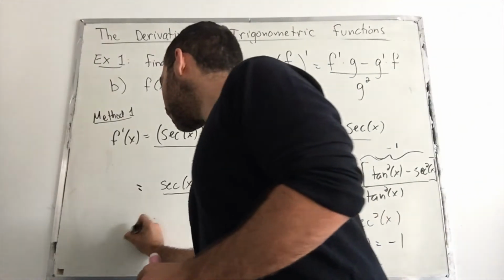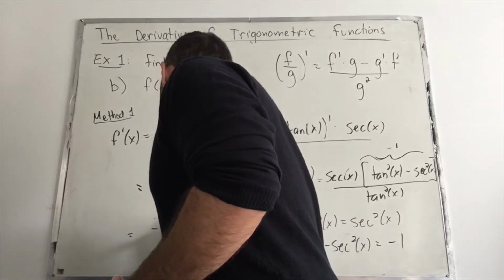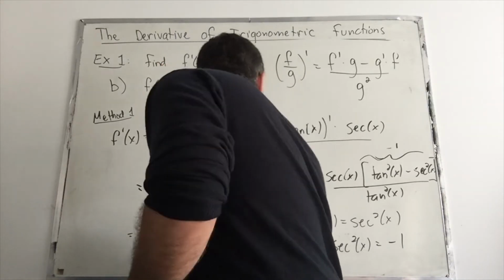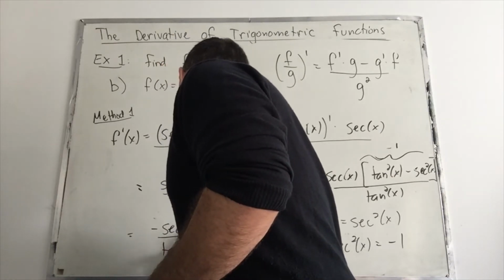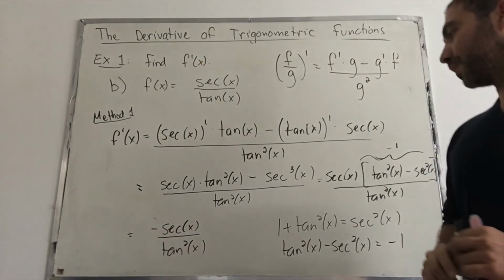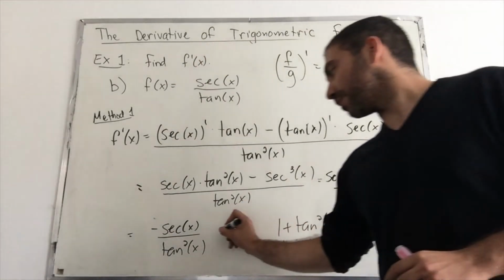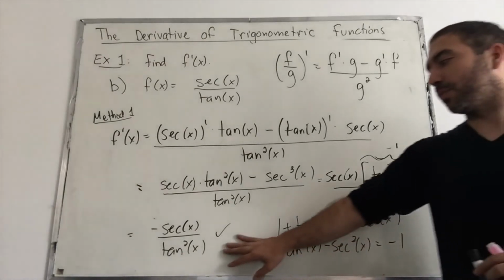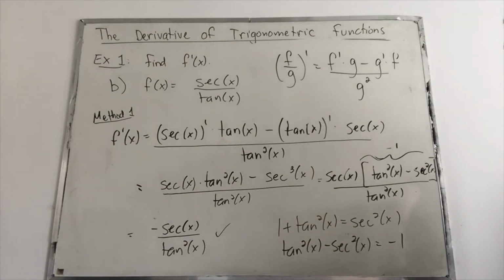So this gives us negative secant on top over tan squared x. Okay. And this is the answer. We could probably simplify a bit more, but this is fine.